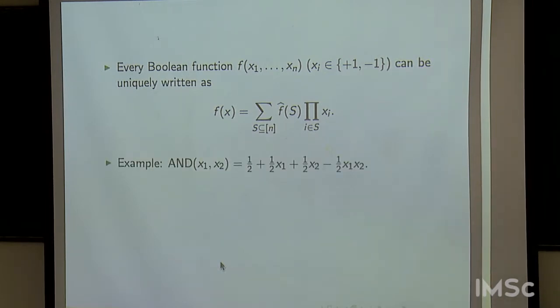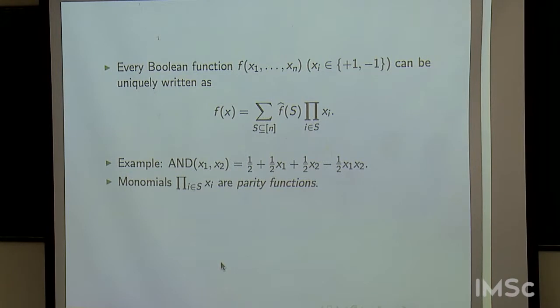So this is one example. This is the 2-input AND function. Minus 1 stands for logical true, and plus 1 stands for logical false. It's easy to verify that whenever x1 and x2 both are minus 1, the polynomial evaluates to minus 1, and for all other assignments, it evaluates to plus 1.